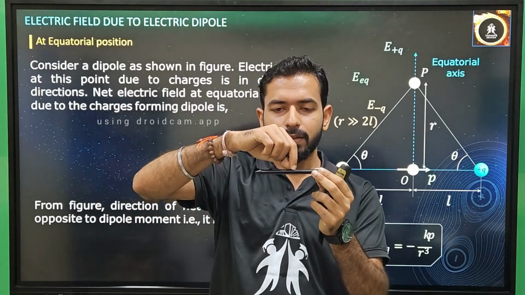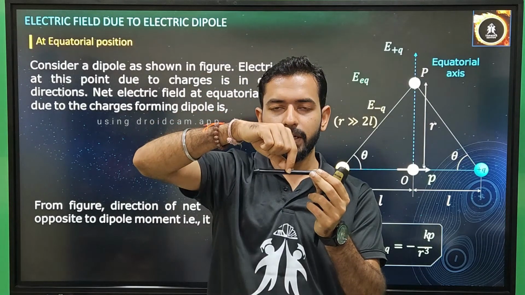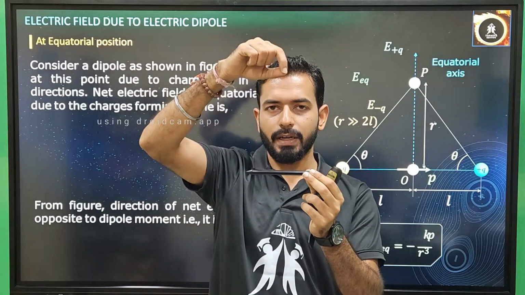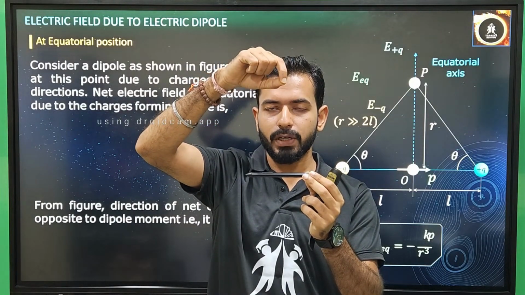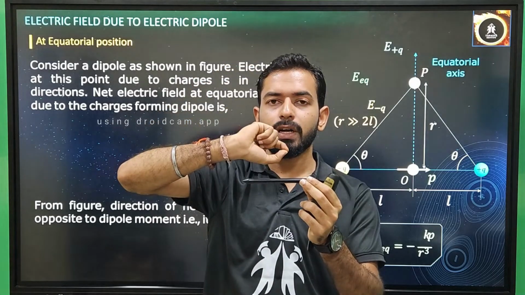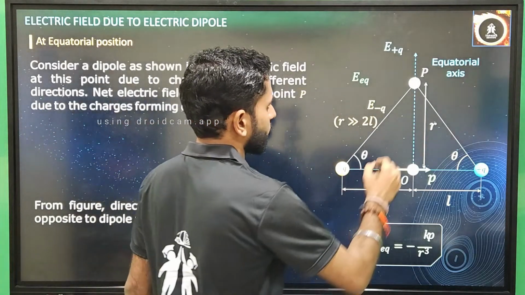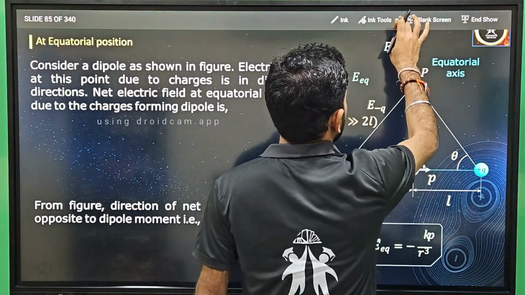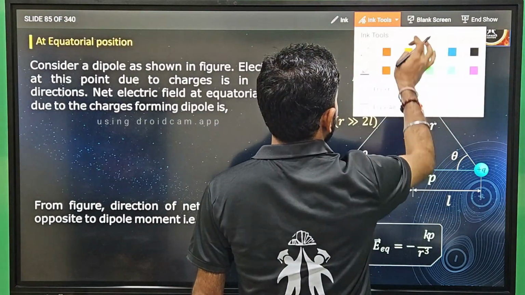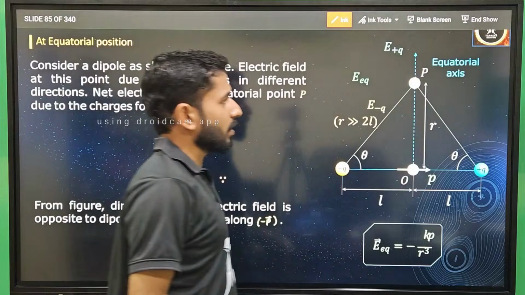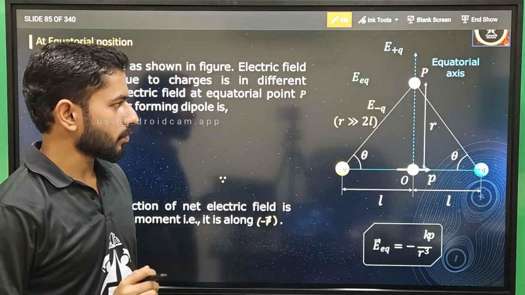If I take the perpendicular bisector of this, it will be here. Let's suppose I have taken this kind of point. This kind of point is called an equatorial point. At this point, I want to calculate the field. Again, we are going to follow the basics. We are going to solve everything with basics. Nothing rocket science we are going to apply.